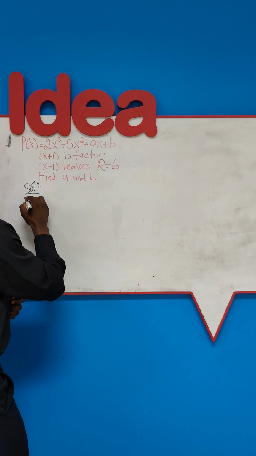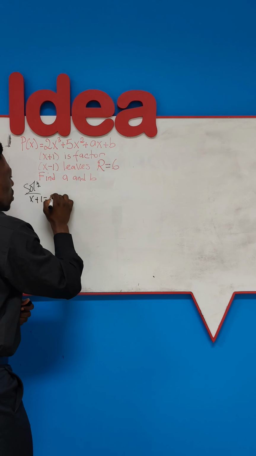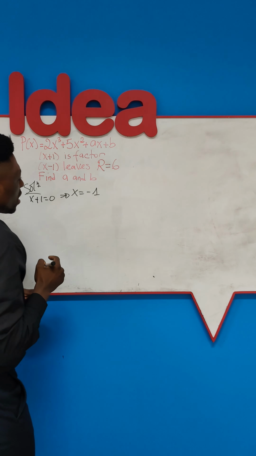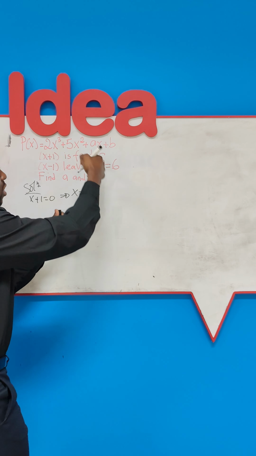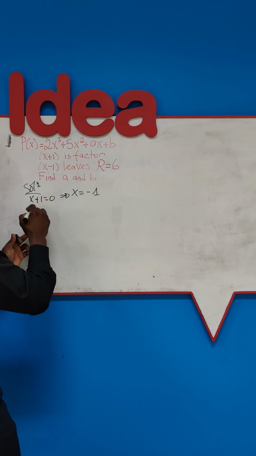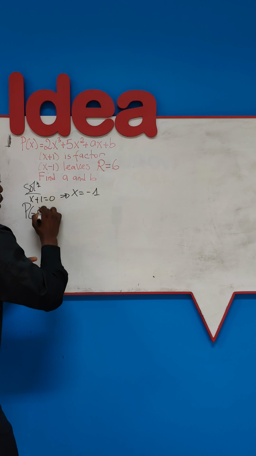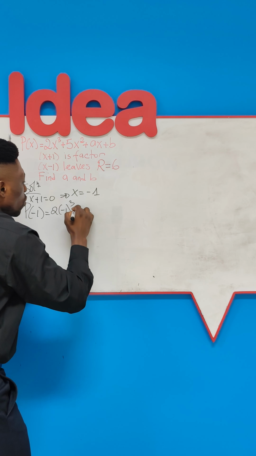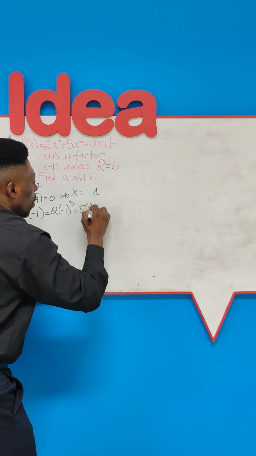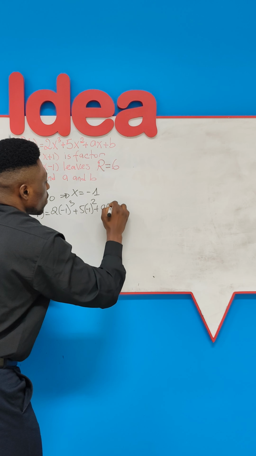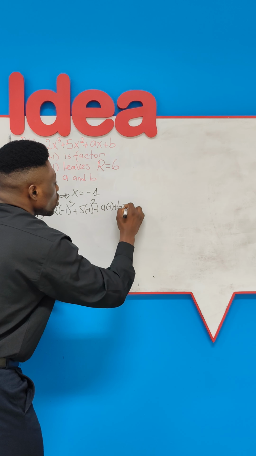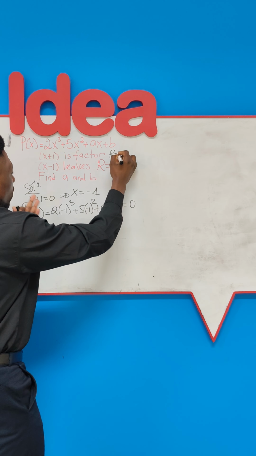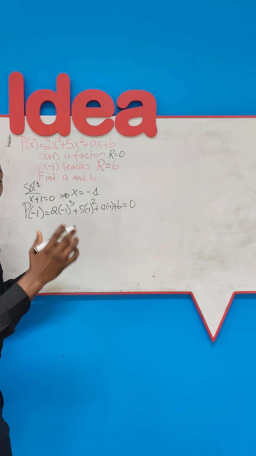Let's do it. Now we have x plus 1. Let's equate it to 0, and from here make x the subject of the formula, which is equal to -1. Take -1 and substitute it into this polynomial. In other words, compute for p of -1. If you do it, you have 2 of -1 all cubed plus 5 of -1 all squared plus a of -1 and then plus b. This should be equal to 0, as the question already mentioned. They said it's a factor, so the remainder should be 0.